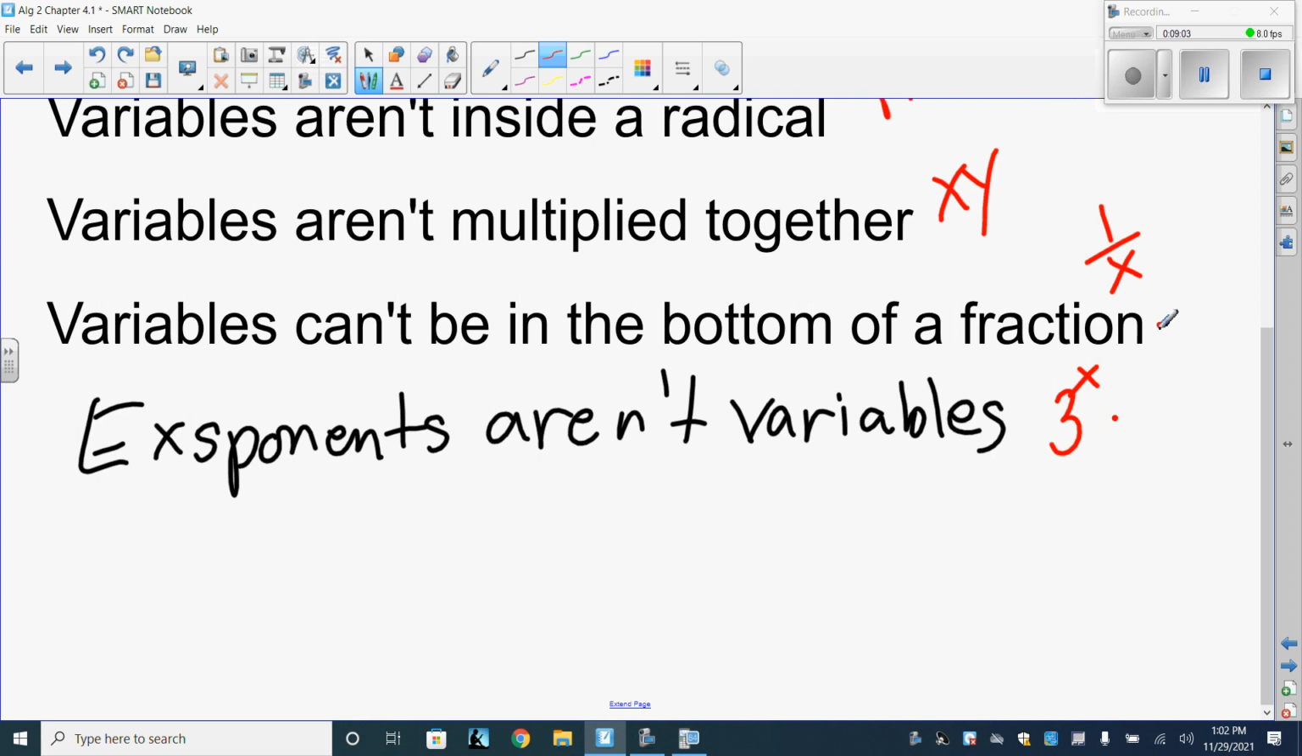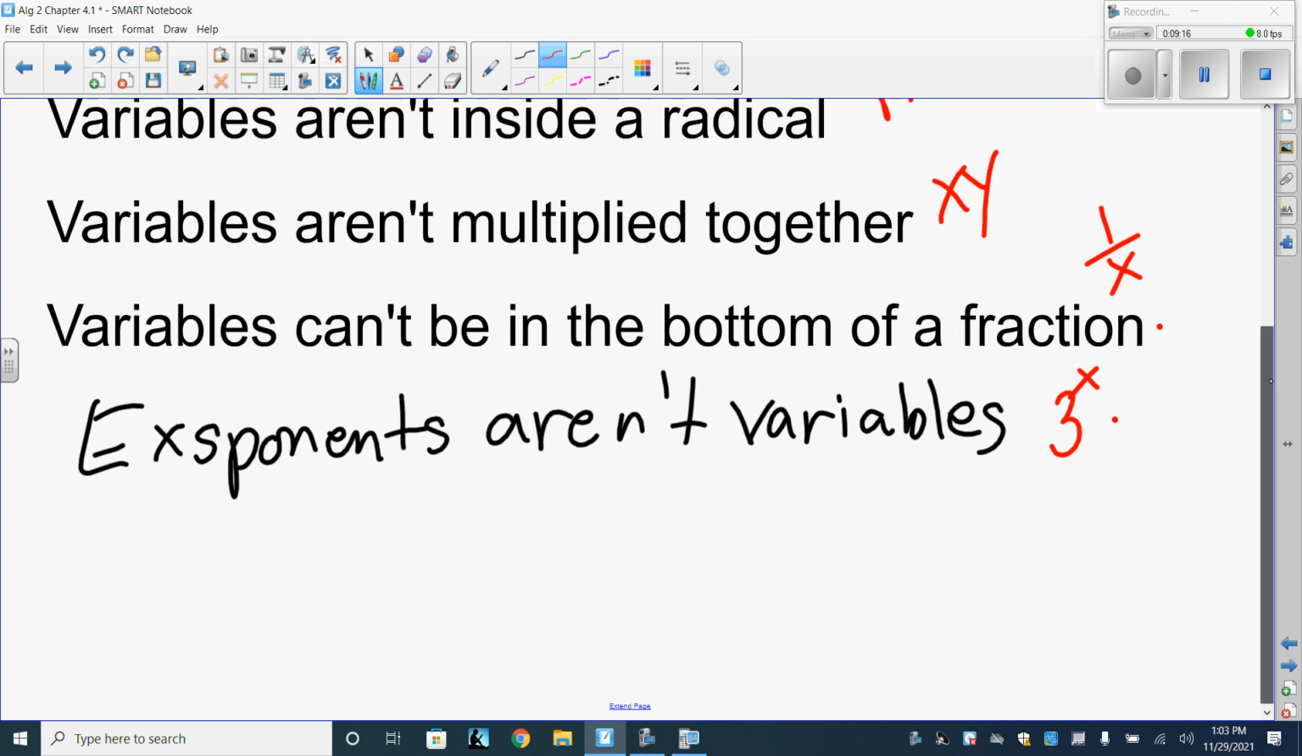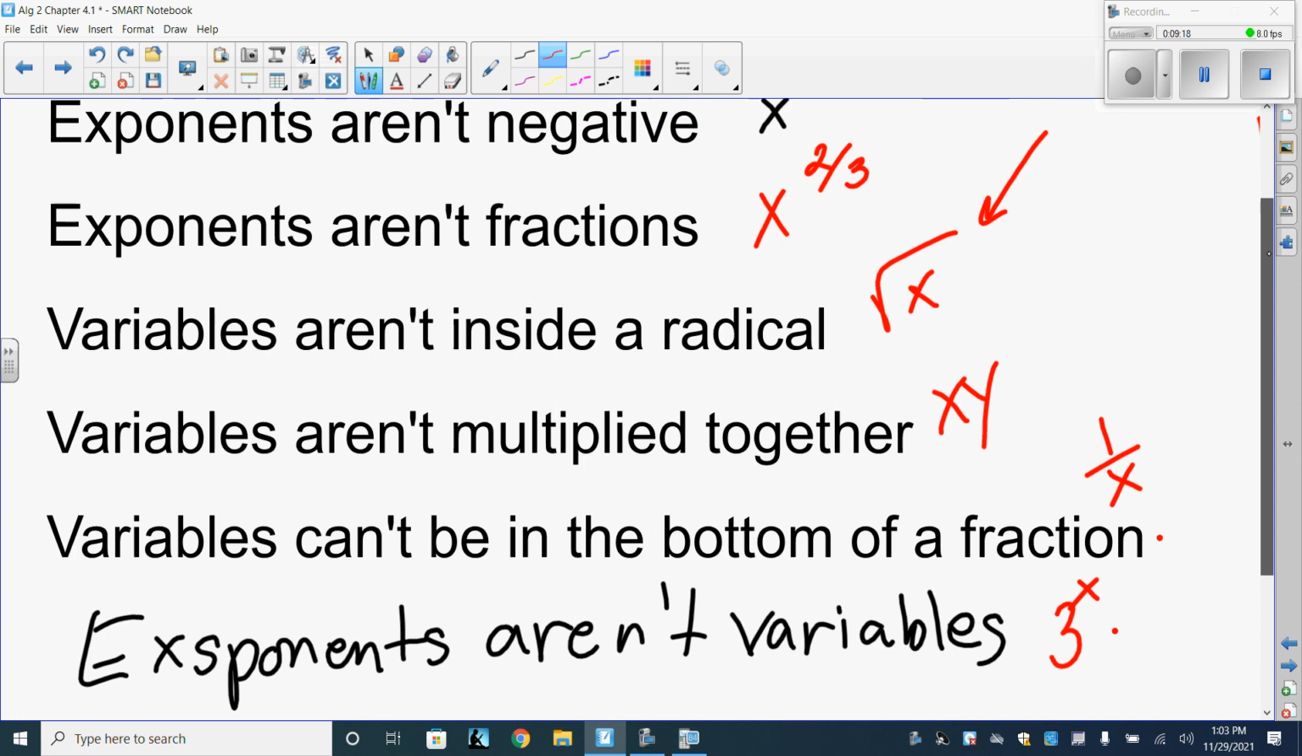Bottom of a fraction and negative exponents really are both talking about rational functions. And our fractional exponents and radicals are both really going to be radical functions. So if a function makes one of these true, or makes one of them false, then it's not going to be a polynomial function.